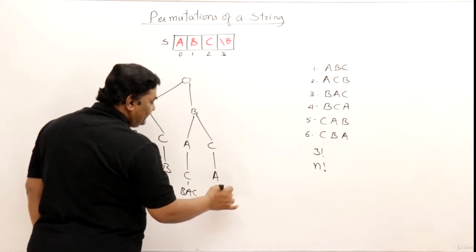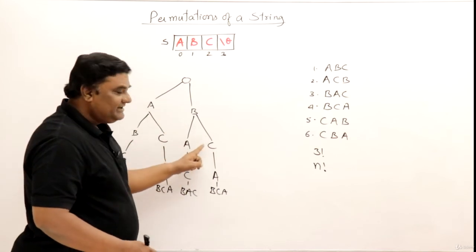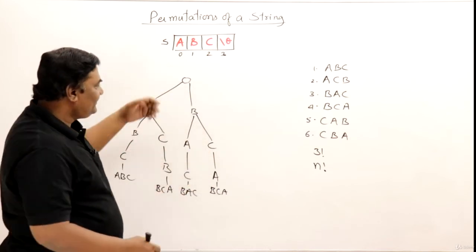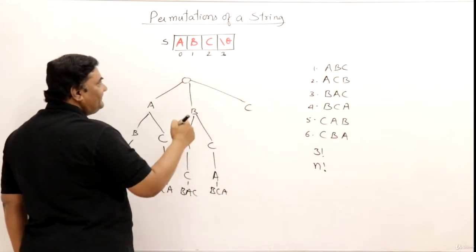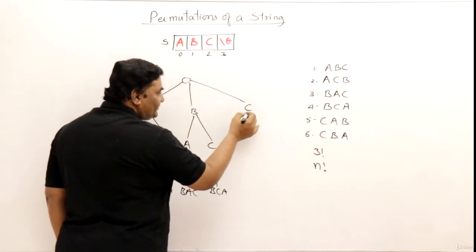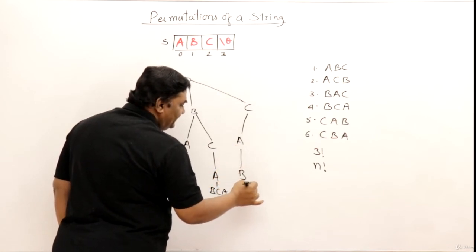This is BCA, another permutation. So for B, A and C both we have tried. So let us go back to the main starting point and take the next letter C. So now I am starting with C. So what are remaining? A and B. So first I'll go to A, then B, then it is CAB.